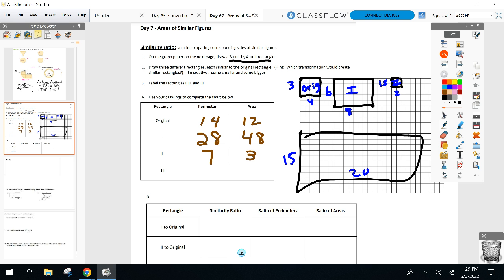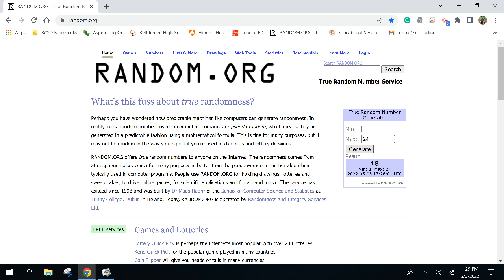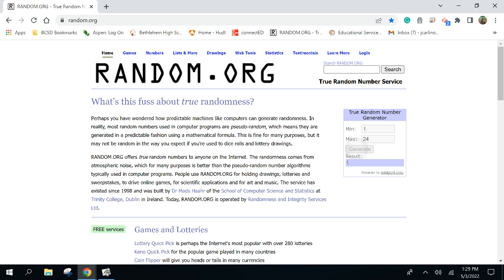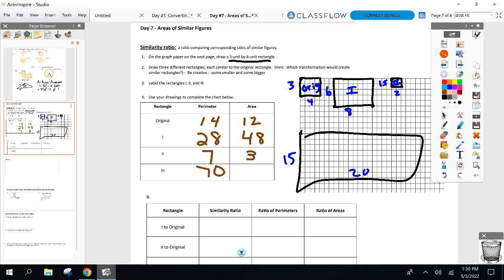How about the perimeter and area of this one? 22 perimeter. 70. And how about the area for this one? 14, maybe next time. 21. 300.